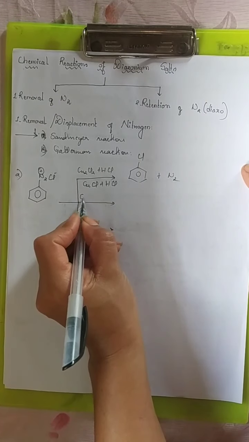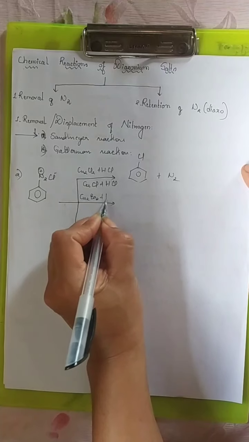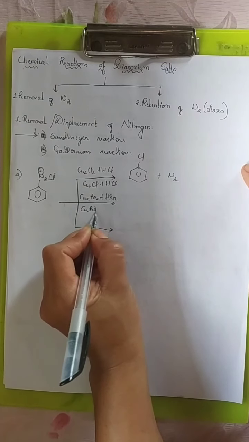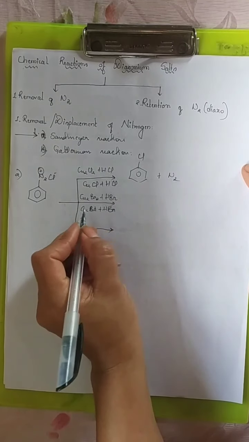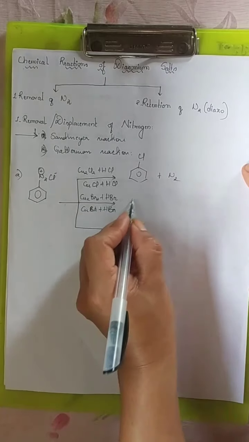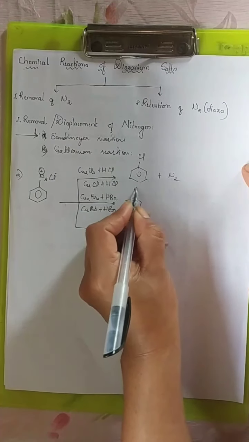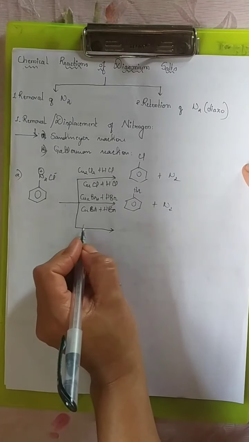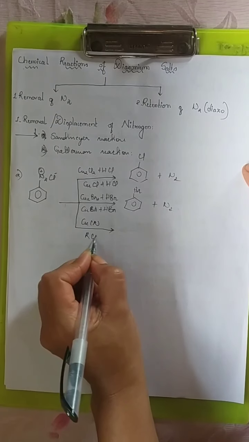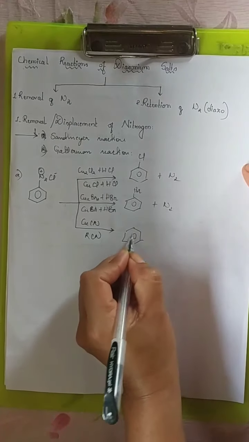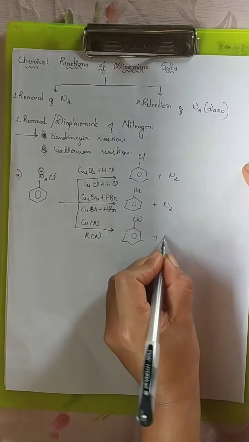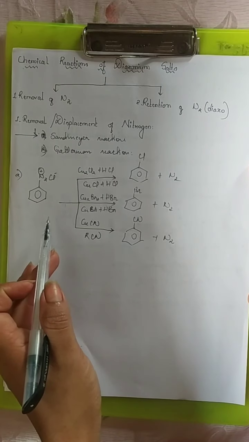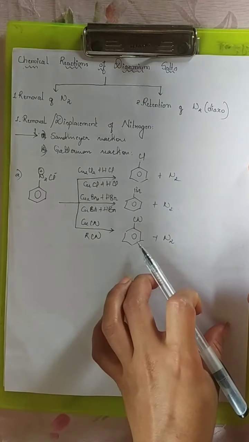Now in the second step, Cu2Br2 plus HBr or CuBr plus HBr. Any of the two reagents can be used. Here our product will be bromobenzene with the release of nitrogen gas. CuCN or KCN can be used as a reagent, and we will be getting cyanobenzene with the removal of nitrogen gas. The products of Sandmeyer's reaction are chloro, bromo and cyano products.